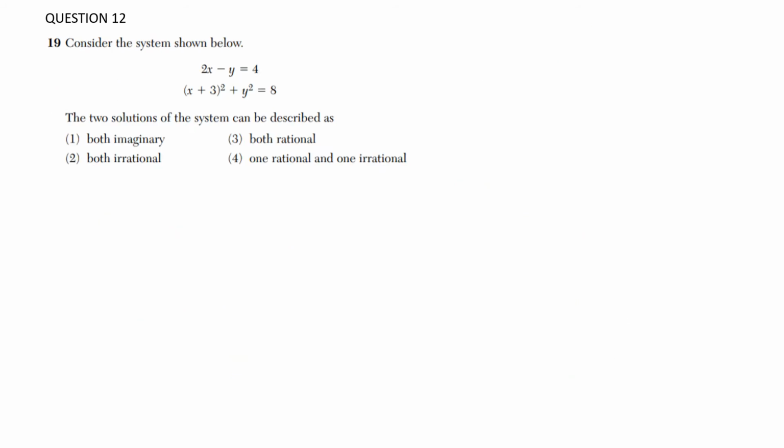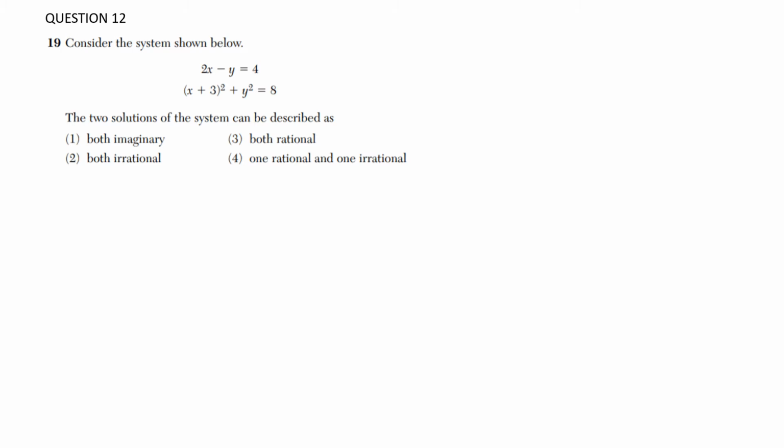Consider the system shown below. We have 2x minus y equals 4, and quantity x plus 3 squared plus y squared equals 8. And it asks, the two solutions of the system can be described as... So there's two primary ways to do this. We can simply graph it, and you can see where the intersections might be for these two graphs. Or we could try to do as we would normally do when we're trying to solve a system of equations. We set them equal to each other and see what x values satisfy the system of equations.